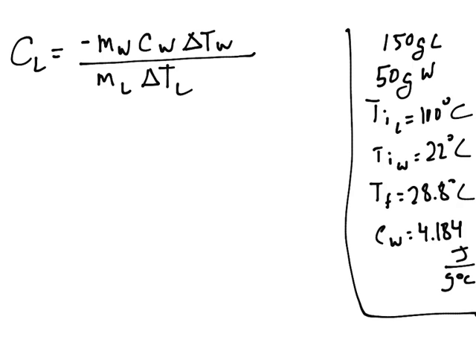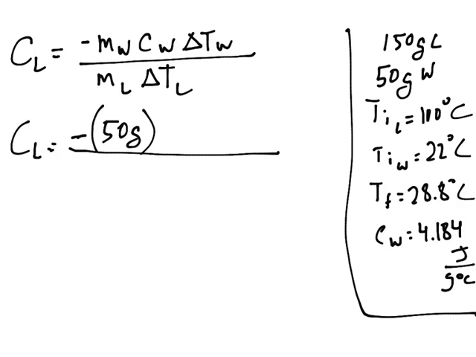So just plugging in the values, you will get the specific heat of the lead. Our mass of water is 50 grams. This is a negative right here. And our specific heat is 4.184 joules per gram degree Celsius. And the change in temperature is going to be our final temperature minus the initial temperature of the water. So the final temperature is going to be the same for the lead and the water. So it's going to be 28.8 degrees Celsius minus the 22 degrees Celsius of the water.